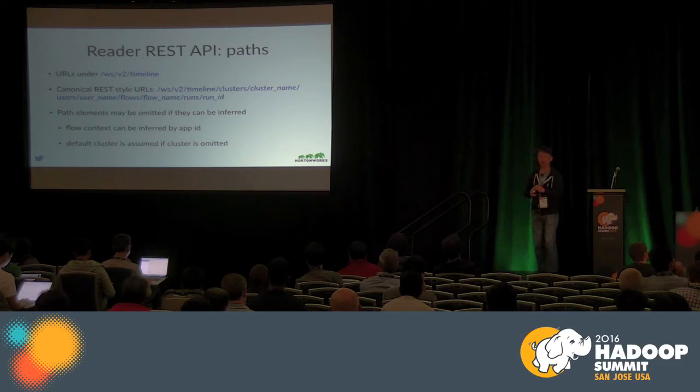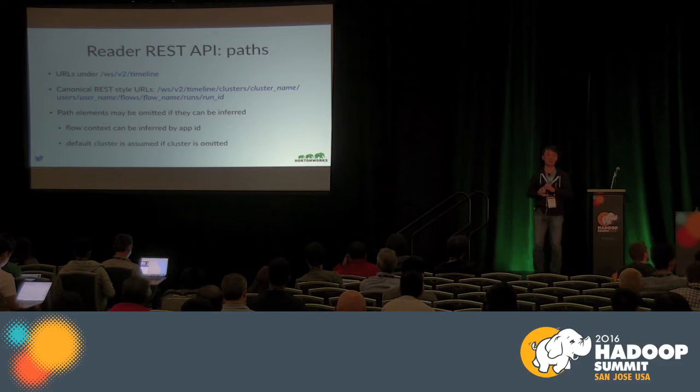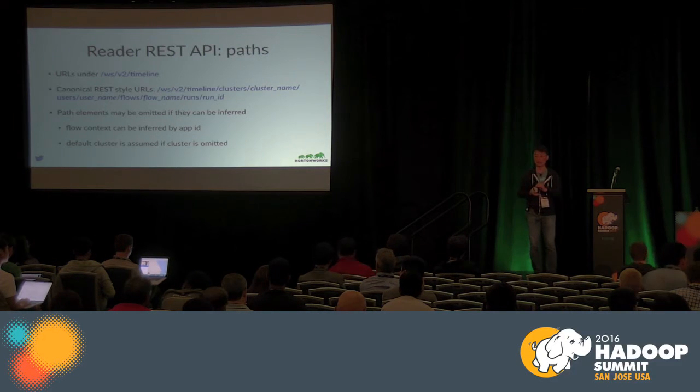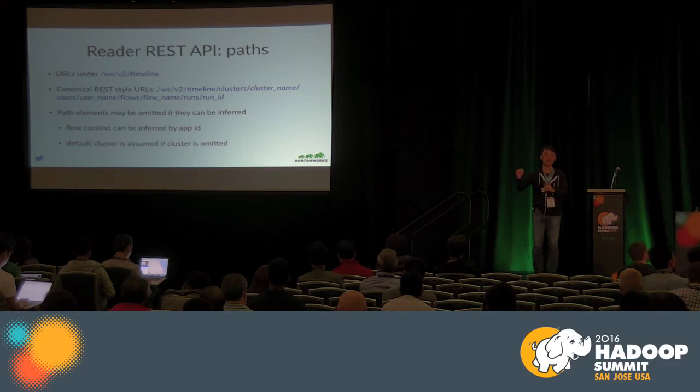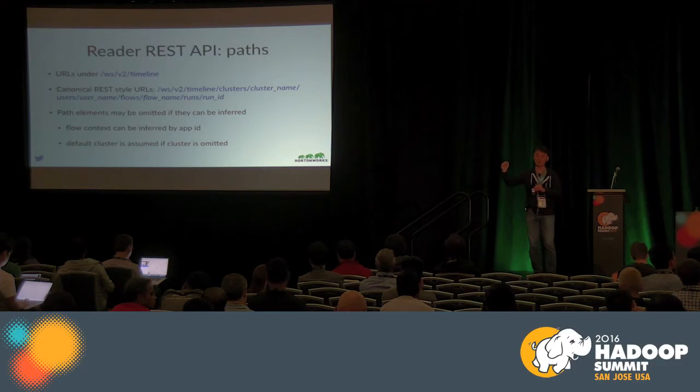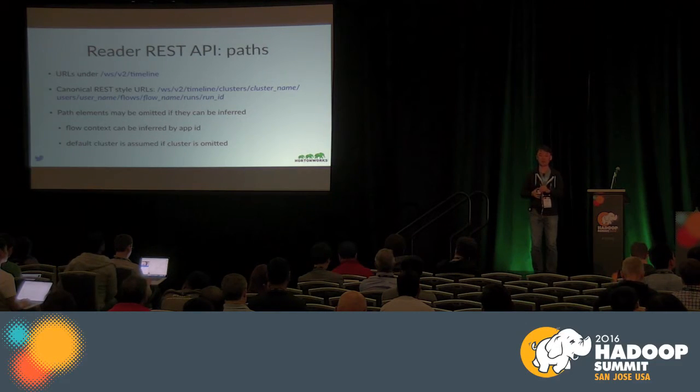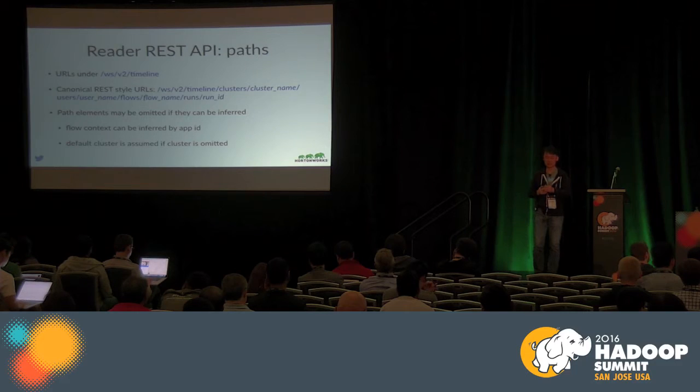And some of these path elements can be omitted if they can be inferred, and there are many ways this can happen. For example, if you provided an application ID, then we can actually infer a whole lot of information, so then you can omit some of these path elements to shorten the URLs.